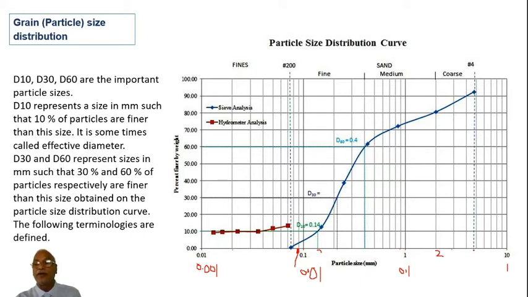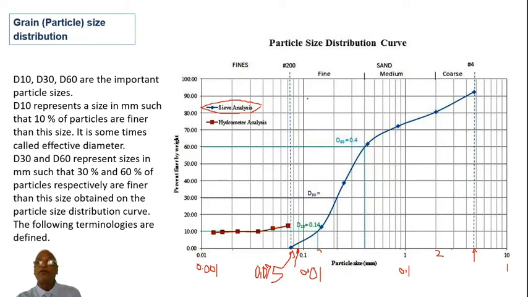This vertical dotted line is 4.75. This particular dotted line, what is the size? This size is 0.075, or 75 microns. So that is the last sieve size we have. Because of that, this last dot of the blue line on the sieve analysis, we got a minimum size of 75 microns or 0.075. Then you got this as 4.75.